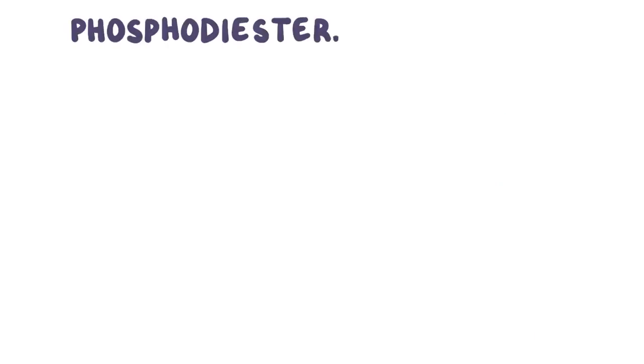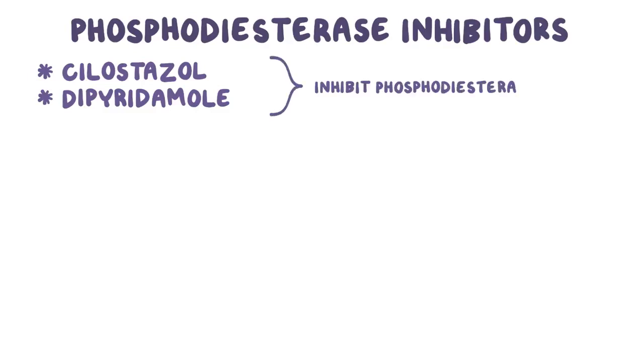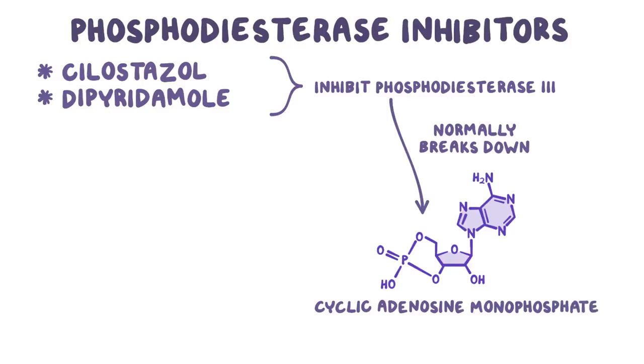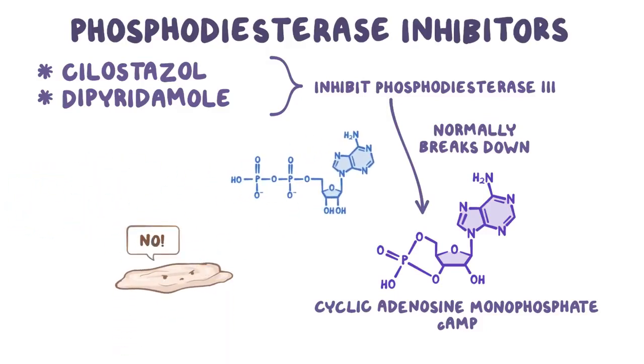The phosphodiesterase inhibitors cilostazol and dipyridamole also work at the level of platelet activation by inhibiting an enzyme called phosphodiesterase 3 inside of platelets. This enzyme normally breaks down a molecule called cyclic adenosine monophosphate, or cAMP. When cAMP increases inside a platelet, the platelet does not respond to ADP, so it doesn't activate.